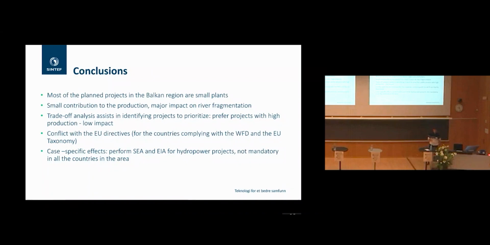Some conclusions: as you see, most of the plant projects in the Balkans are small plants. They have a small contribution to the production, but they have a large impact on the fragmentation. With that simple trade-off analysis, we can help in identifying projects that we should prioritize, and obviously prefer projects with high production and low impact.